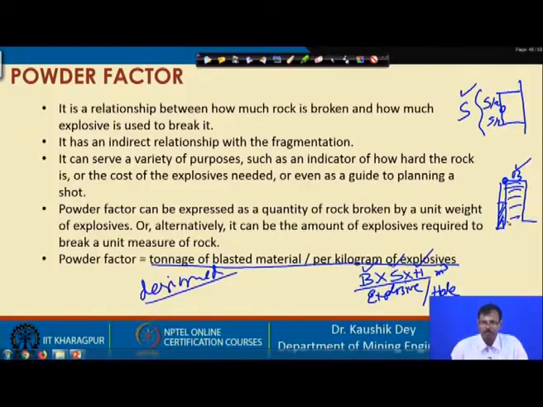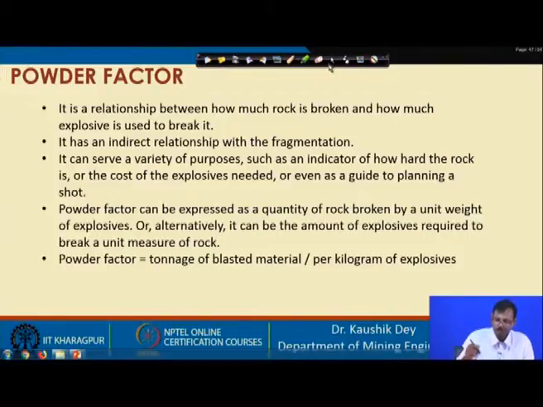which may be considered as the designed powder factor for that particular blasting. However, the actual powder factor may deviate a little from this designed powder factor, because in blasting, over excavation, which we have already discussed in our previous slide, or under excavation may occur. So, the actual achieved powder factor may differ from the designed powder factor. That is also another important part one should consider.